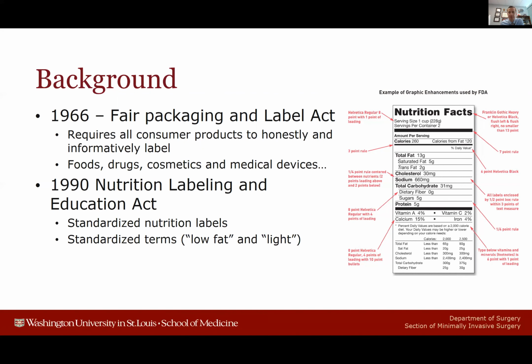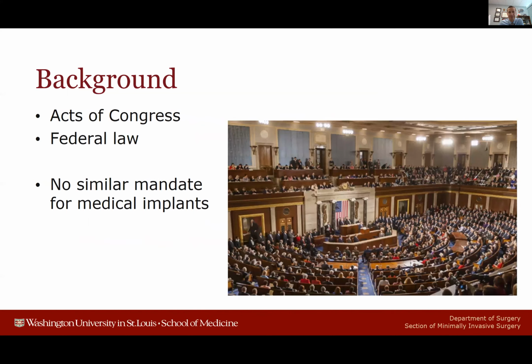And in addition, it also standardized some terms that we see a lot of times, including low fat and light. And for those of you who are familiar, you know that everything's presented in the same way with the same information from one product to the next. But this was not a simple process and ultimately required an act of Congress and subsequently a federal law to get to that point of just having that label on your food product that we're so used to seeing.